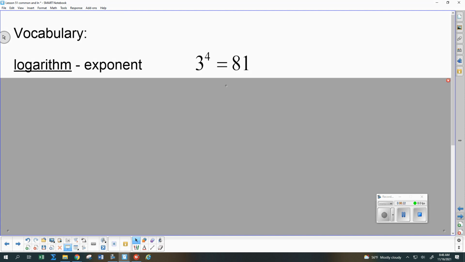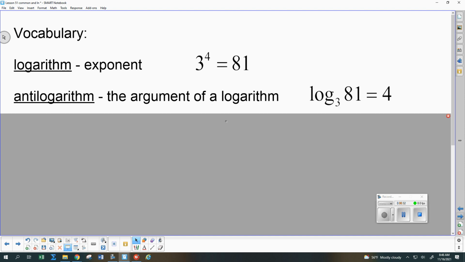So if we take 3 to the 4th equals 81 and change it to logarithmic form, we need to have that the log of something equals 4, since 4 is the exponent here. And a term we haven't really used is antilog, and that's just the argument. We're really going to use argument, but in this case, 81 would be the antilog or the argument.